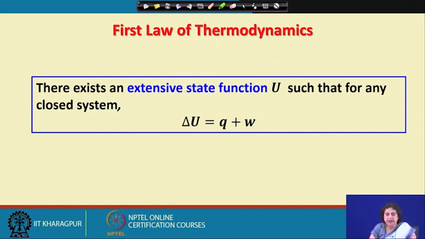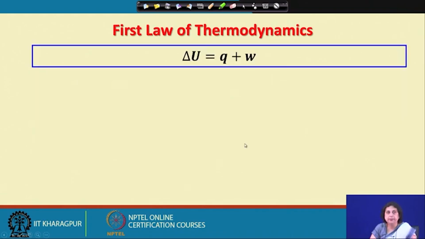The first law of thermodynamics introduces to us an extensive state function, which I will represent as U and term as the internal energy. It says that this is a function that undergoes a change in value, delta U, during a change in state, and delta U is equal to Q plus W, where Q is the heat exchanged and W is the work done during the change in state.